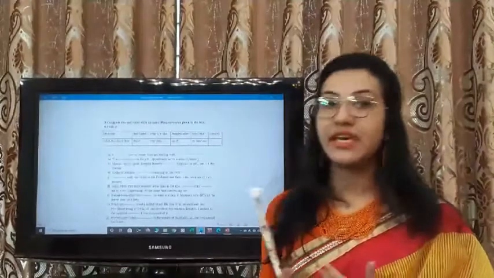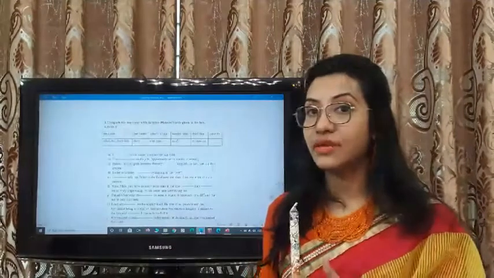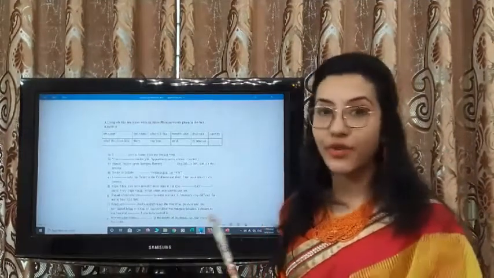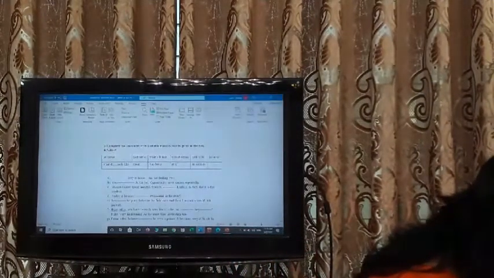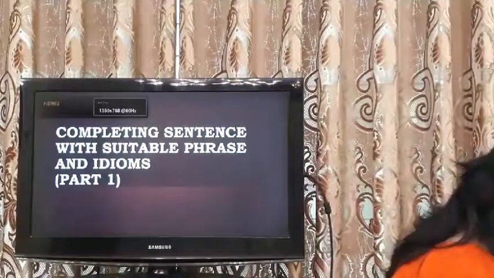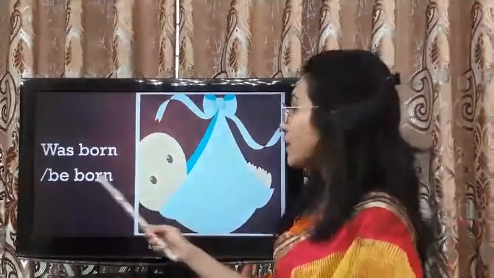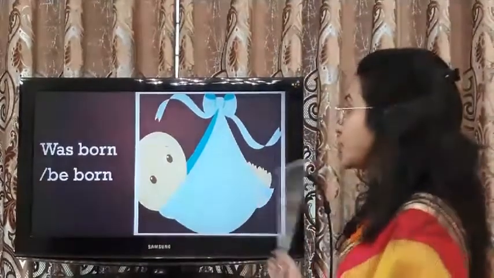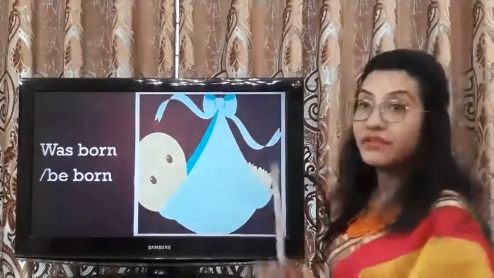Now in this question, hardly do I find any student making any mistake because this is very easy to understand. If you just have a clear idea, a clear concept about the meaning and the phrases, then you are going to make it. So the first phrase that we have with us is was born or be born. As you can see, there is a picture given here where a small boy has just been given birth.